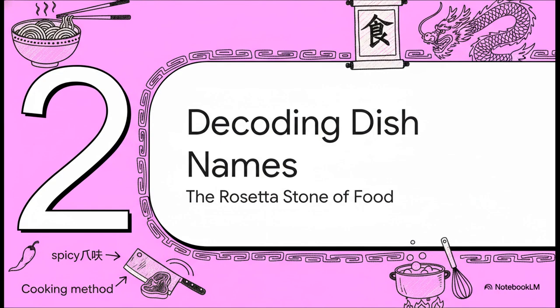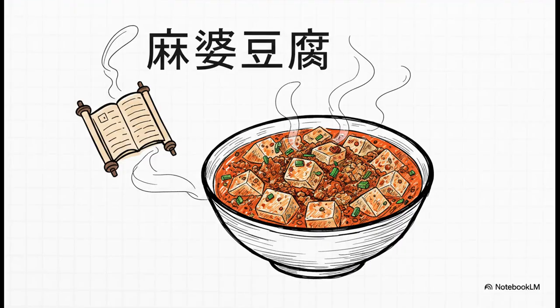So that brings us to our second module, and honestly, this is the really cool part, decoding dish names. Here, we're moving past the general categories and into the specific language of the food itself. Chinese dish names are these amazing little constructions. They aren't just random labels, they're like mini descriptions that can tell you the ingredients, the way it's cooked, the flavor, or even a piece of history. Okay, so our first case study is a dish that's famous all over the world, mapo tofu from Sichuan province.